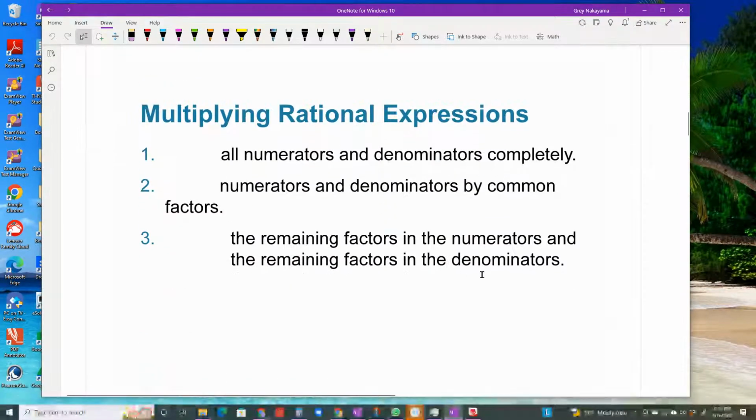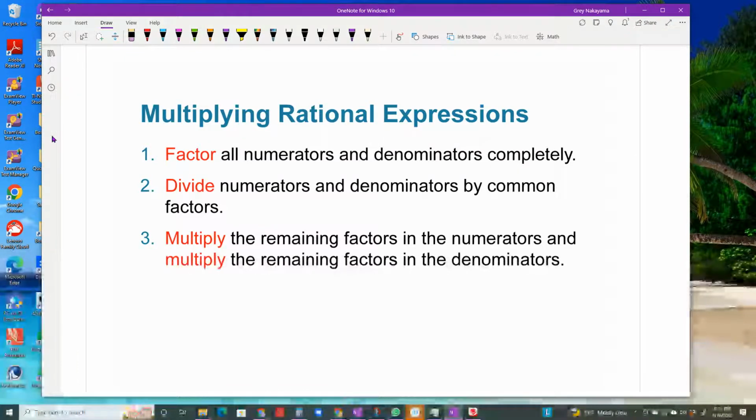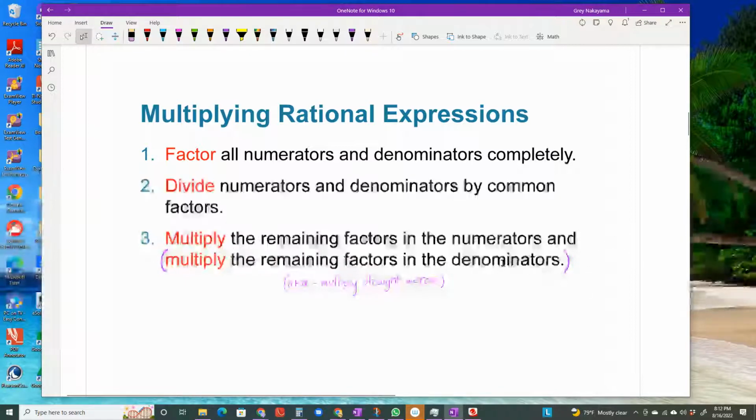So first off, the steps to multiplying is you have to factor, which is what we talked about in P.5. Then we will divide any common factors. And after we do that, we will multiply the remaining factors in the numerator and multiply the remaining factors in the denominators. The main deal with that is that we are going to basically just multiply straight across. And I'm going to tell you most of the time, we don't have to multiply those in the denominators. We're only going to multiply that in the numerator.